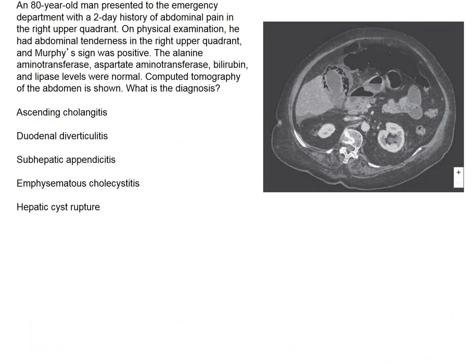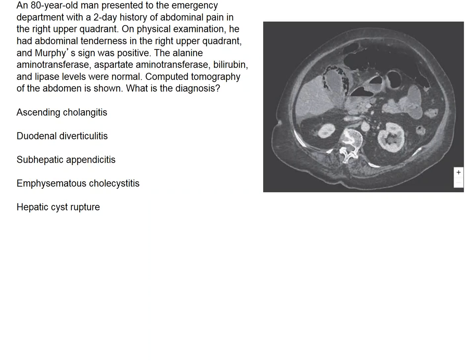It concerns an 80-year-old man who presented to an emergency room with abdominal pain in the right upper quadrant. Murphy's sign was positive. That means that when he breathed in and his liver came down, the examiner's hand was below the right costal margin and the patient perceived pain.